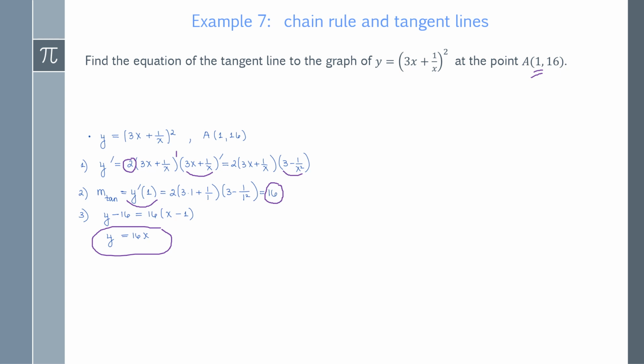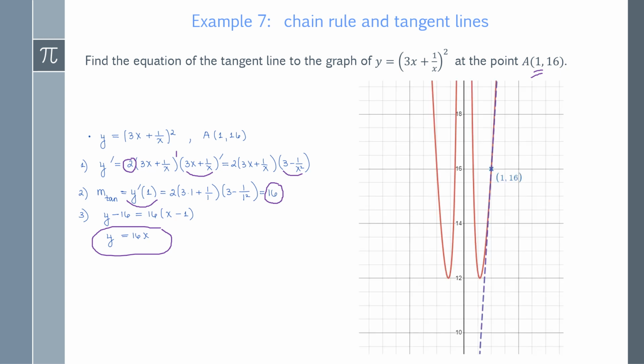Okay, and I have this habit of checking my work with the graph. So I plot this in Desmos, and this is what we get. Okay, so we have our function y in red. That's the graph of this function. And I have my point (1, 16). Okay, that's marked on the graph. And once I graph y equals 16x, I see that it is indeed the tangent line. Okay, so it's not a bad idea to check your work with either a graphing calculator or Desmos or any other graphing utility.